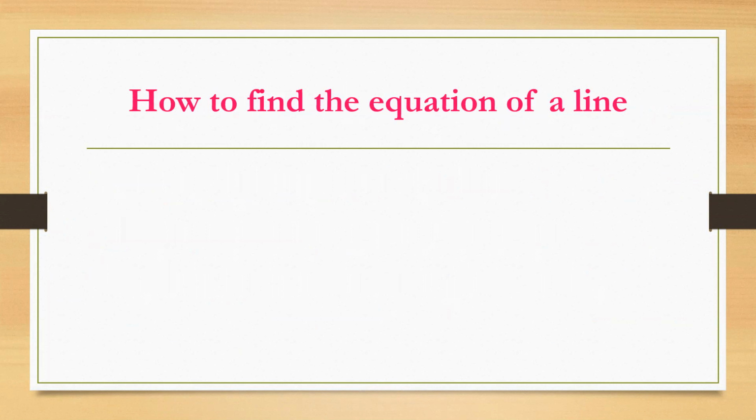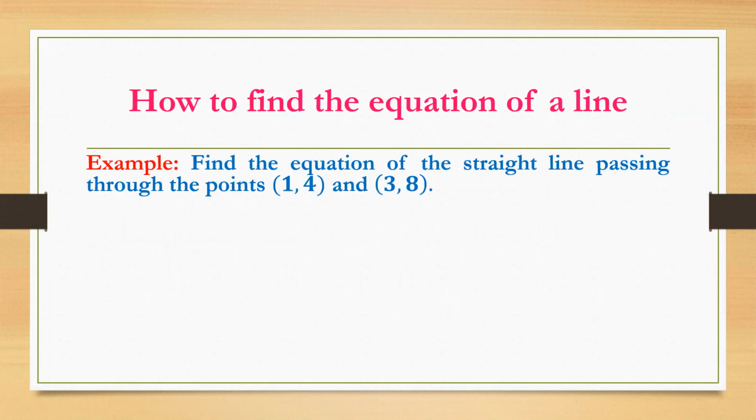So we're going to start with a recall of how to find the equation of a line. Let us start with this example. Find the equation of the straight line passing through the points 1, 4 and 3, 8. Do you still remember what we need to do to find the equation of a straight line? First, we need to calculate the gradient. And do you still remember the formula for gradient?